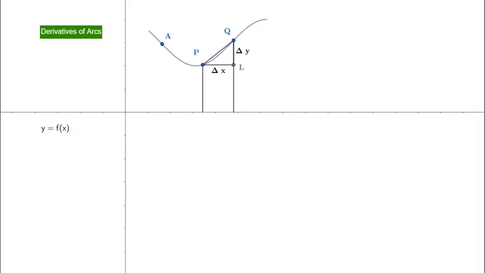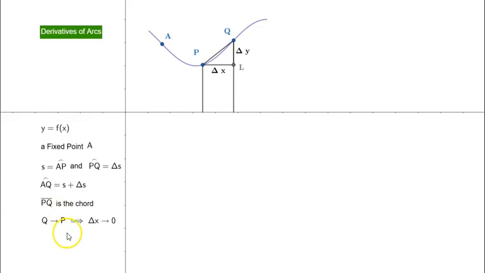So we have a function y equal to f of x. We have a fixed point A. Now here S is equal to the arc length AP. PQ is the arc length PQ. So when we go from A to Q, what do we get? We get S plus delta S. PQ is the chord, that is the straight line joining P and Q.